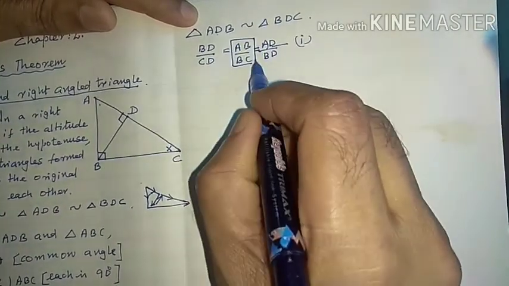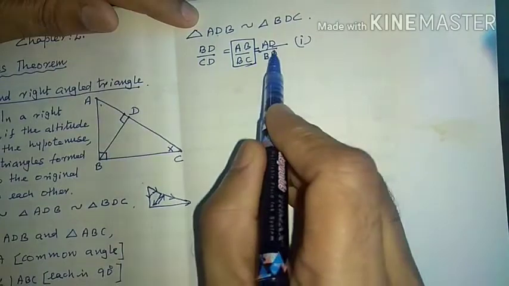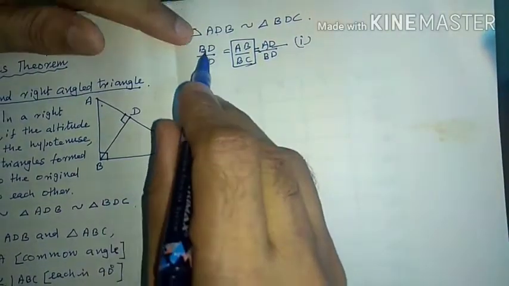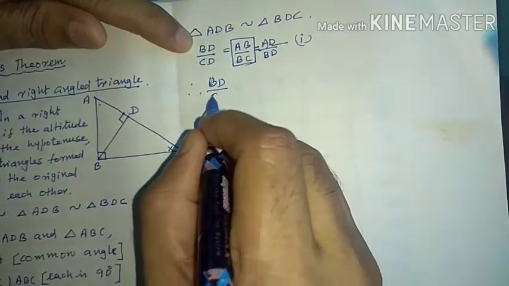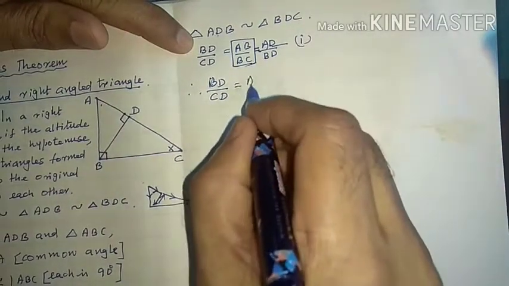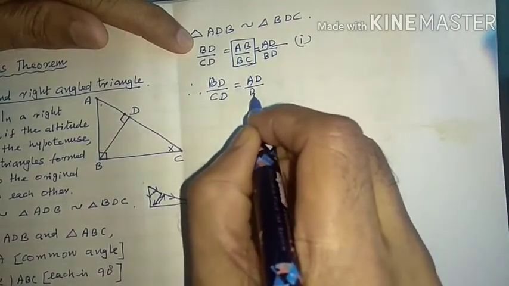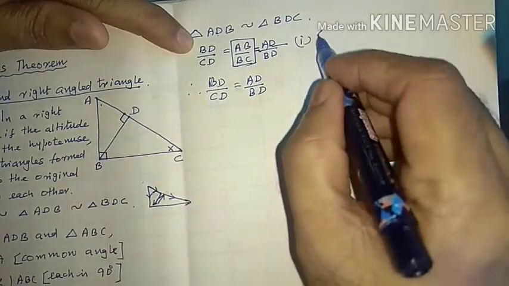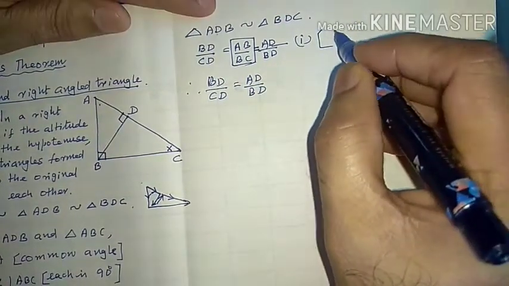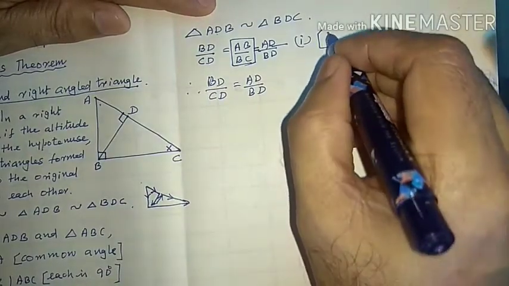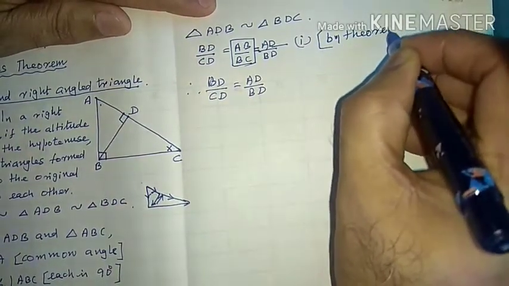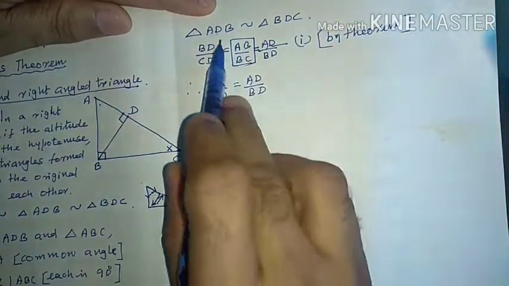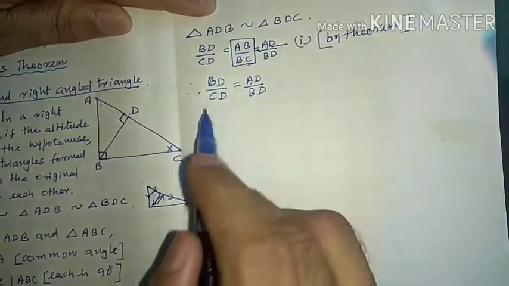Strictly speaking, we want these two ratios. From here, BD upon CD is equal to AD upon BD. What is the reason we can give? Triangles are similar, corresponding sides are proportional. Theorem: triangles are similar, corresponding sides are proportional.